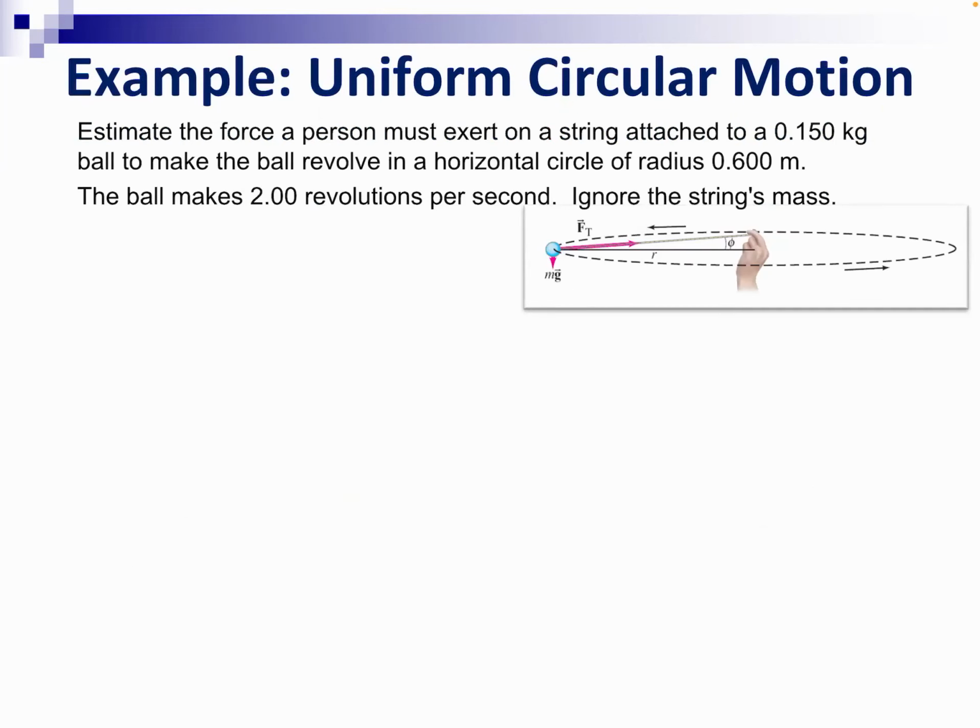Okay, so it's the same problem written there. Let's just write down the given information. What's given? We're given the mass, 0.150 kilograms. We're given the radius of the circular path, which is usually defined by how long the string is, 0.6 meters. And the other thing we're given is 2 revolutions per second. That's the frequency. And we want to find the tension on the string.